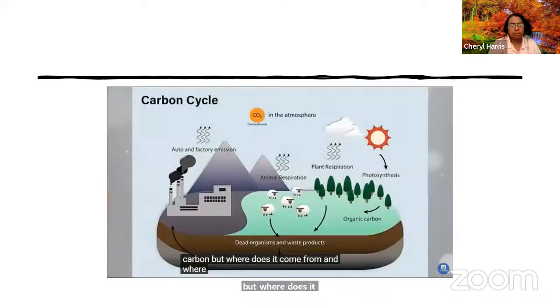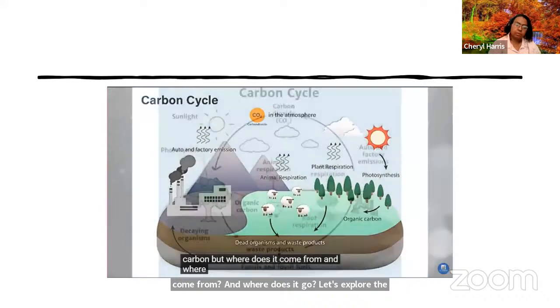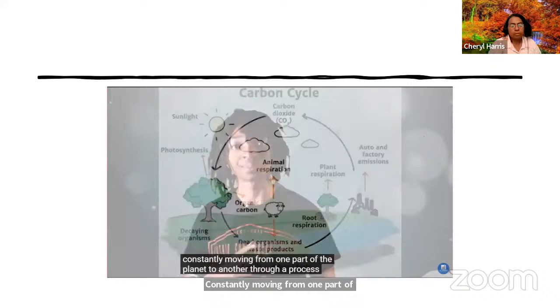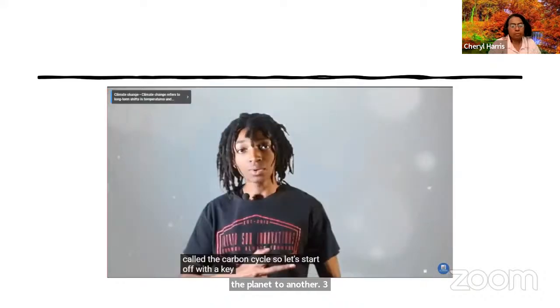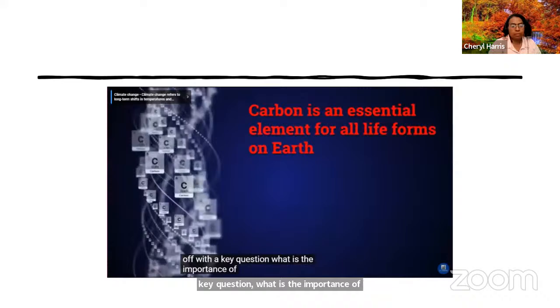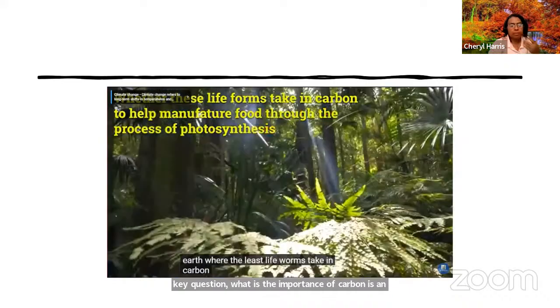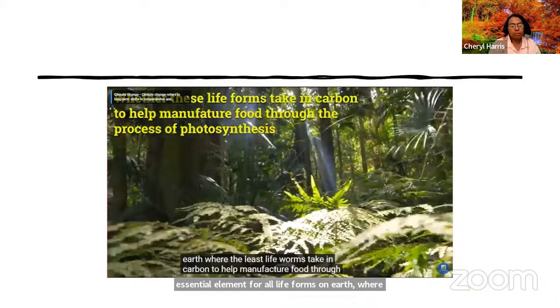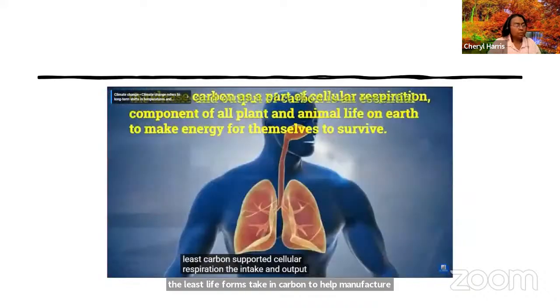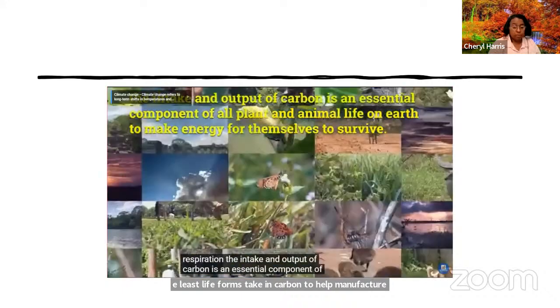All life on Earth contains carbon, and carbon is constantly moving from one part of the planet to another through a process called the carbon cycle. Let's start off with a key question. What is the importance of carbon? Carbon is an essential element for all life forms on Earth. Whether these life forms take in carbon to help manufacture food through the process of photosynthesis or release carbon as a part of cellular respiration, the intake and output of carbon is an essential component of all plant and animal life on Earth to make energy for themselves to survive.